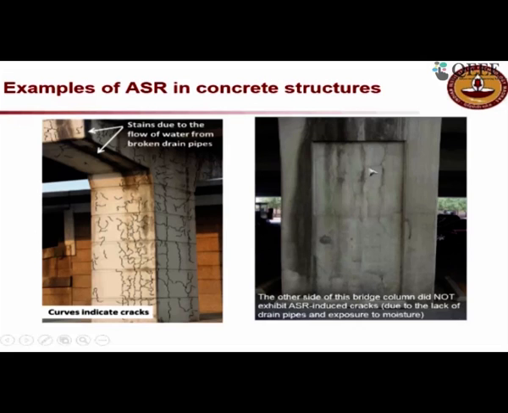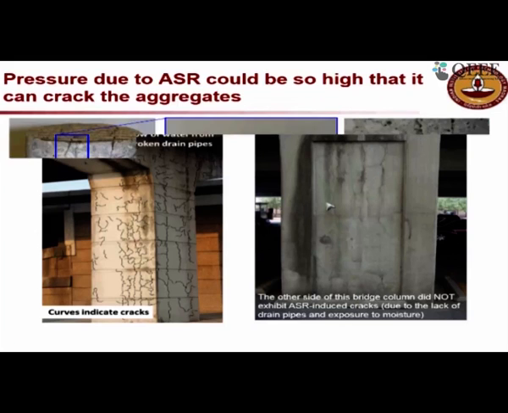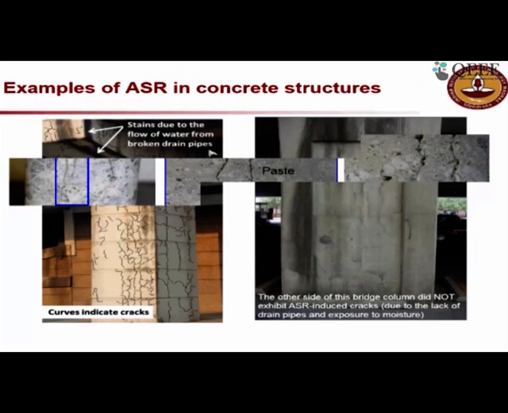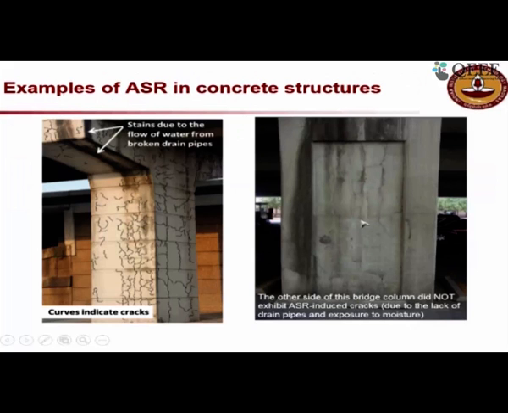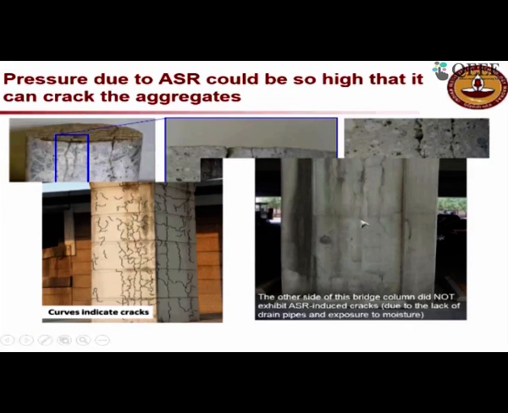Here also, in this bridge column, on the face you are seeing, you can see a lot of ASR induced cracks. But on the same bridge column, on the other side, there was not much crack. That is because the drain pipe was on this face and not on the other face. So the availability of water is very essential for the ASR cracks to occur or for ASR to prolong. If we can prevent the availability of moisture, you can reduce the ASR induced problems.